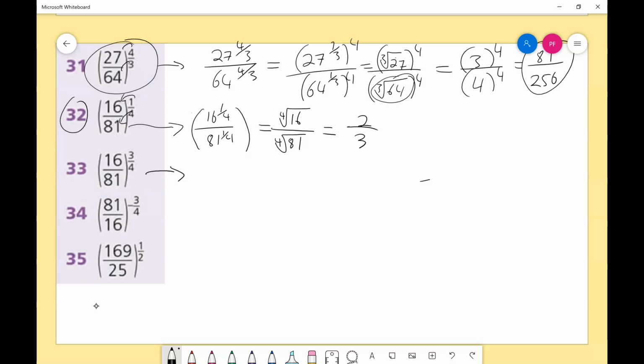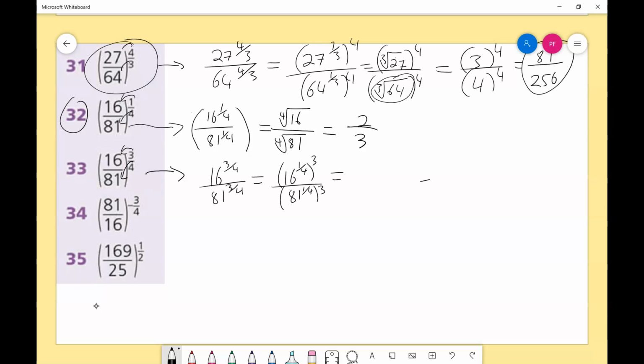16 over 81 to the power of 3 quarters. Again, is brackets, so the indices applies to everything inside. So that's 16 to the power of 3 quarters over 81 to the power of 3 quarters. When we're doing fractions and there's a numerator and denominator that's greater than 1, I like to take my fraction first. So that's 16 to the power of a quarter to the power of 3 over 81 to the power of a quarter to the power of 3.